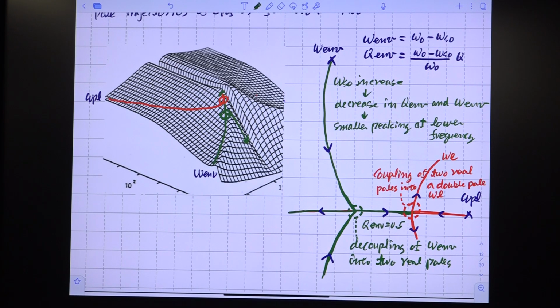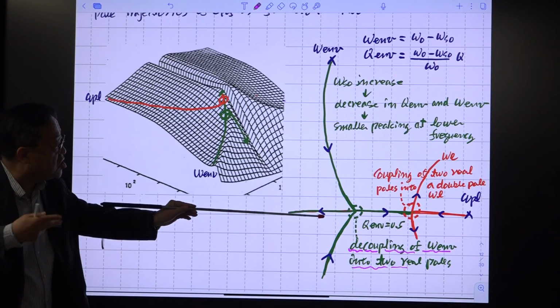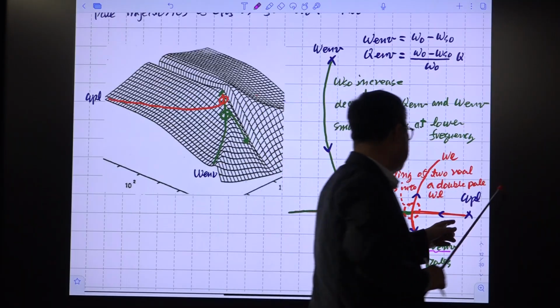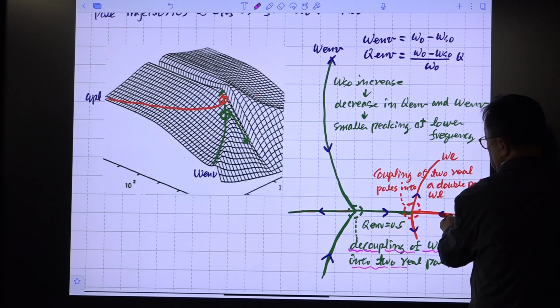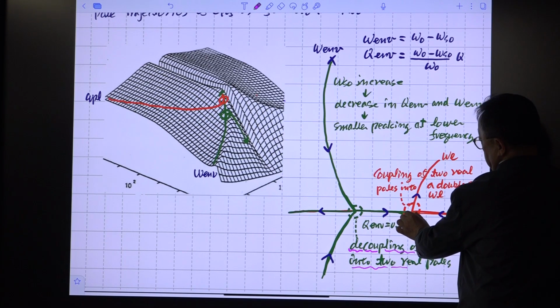Okay. Then decoupling has occurred. So decoupling, the omega E and B was a double pole, and they decoupled into two dual poles. One is here, another one is here. If you increase the switching frequency further, while during that time this omega PL was increasing toward the high frequency, if you increase your switching frequency further, they move together here.